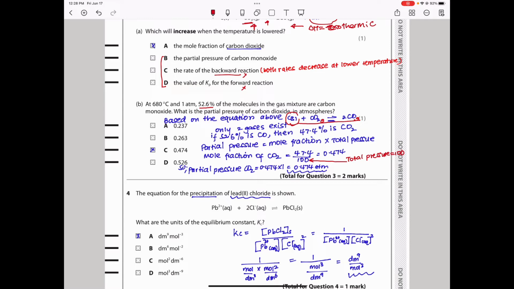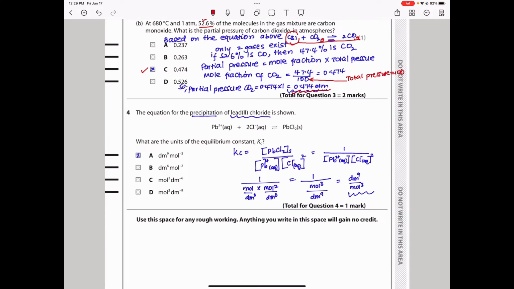So if the percentage for carbon monoxide is 52.6, it means the percentage for carbon dioxide should be 47.4. So it's going to be 47.4%, and in this case 47.4% is going to be 0.474 atmospheres. And again, if this is the percentage, 0.526 is going to be the partial pressure of the carbon monoxide, meaning the carbon dioxide will retain the other fraction, which is 0.474. The answer will end up being C.